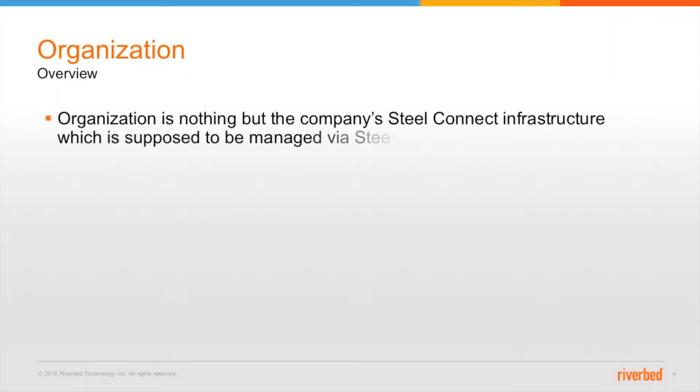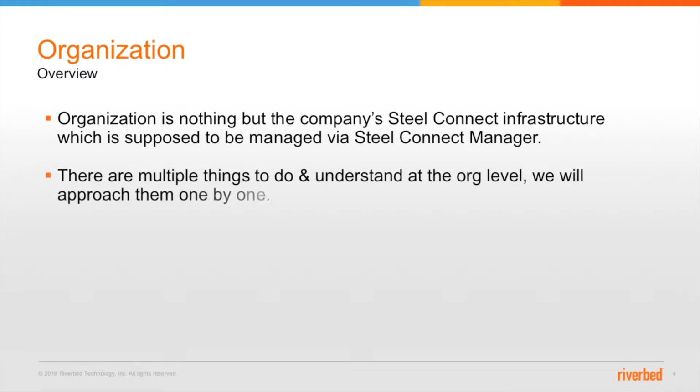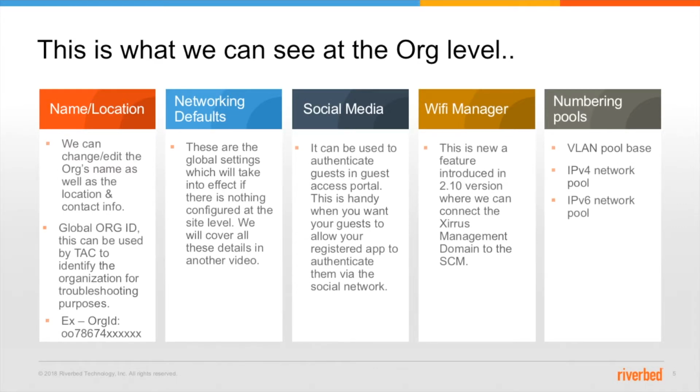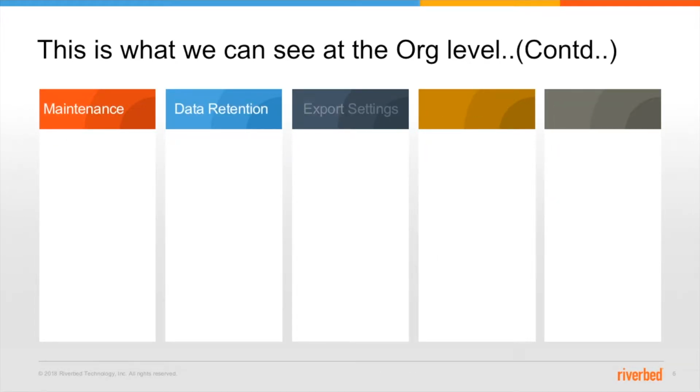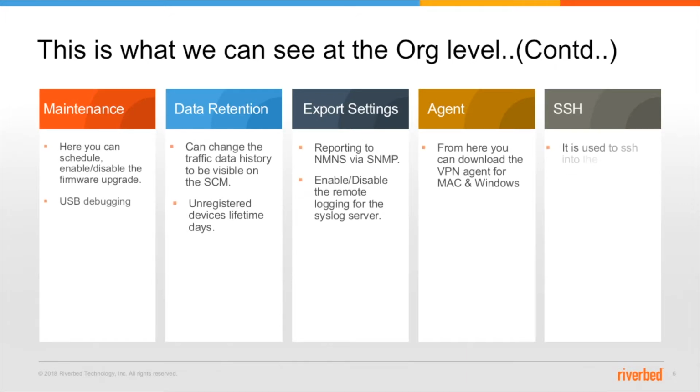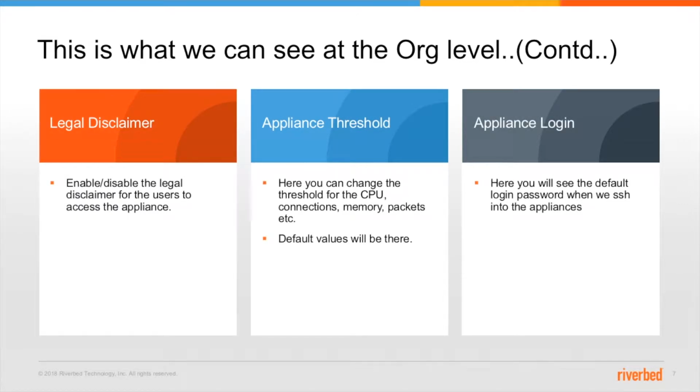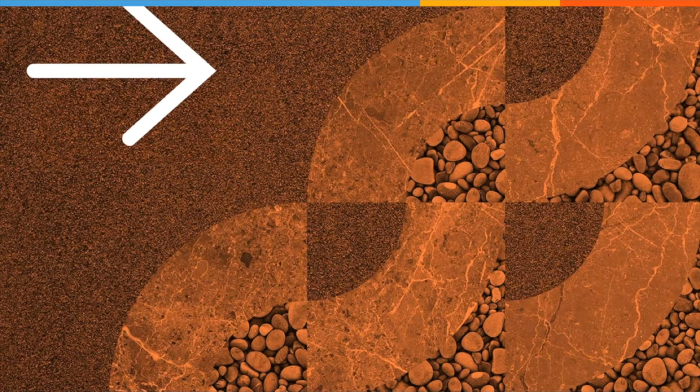Organization is nothing but the company's SteelConnect infrastructure which we can manage using SteelConnect Manager. Now at this level there are multiple things to do and understand, so let's approach each one of them one by one. When you are inside an org level, you will see multiple tabs such as name, location, networking defaults, social media, Wi-Fi manager, numbering pools, maintenance, data retention, export settings, agent, SSH, legal disclaimer, appliance threshold and appliance login. So without wasting much of the time here, let's start with a quick demo.